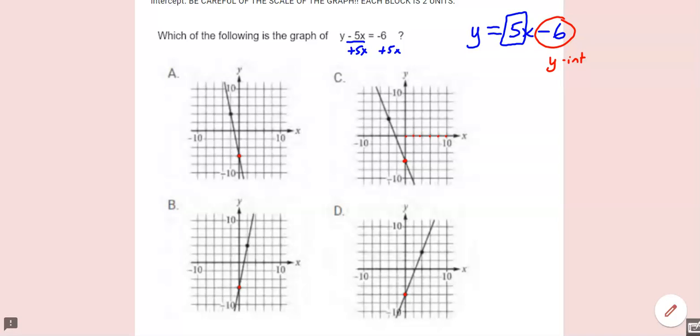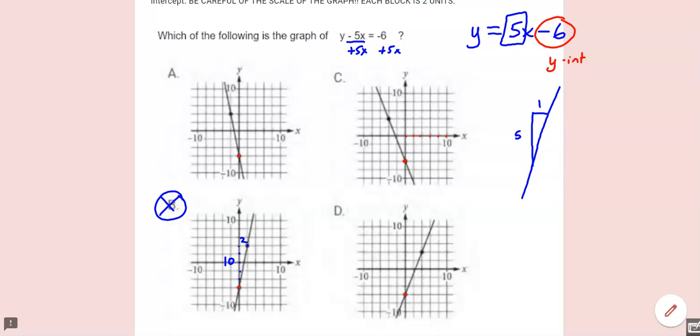Looking at the slope here, a slope of positive 5 means we're going to go up 5 over 1. It's going to be increasing pretty steeply from left to right. B is a really great wrong answer. It's probably the top wrong answer because it looks like it goes up 5 over 1. However, remember, every block is worth 2. So really, it went up 10 over 2. So that one actually is the right answer.